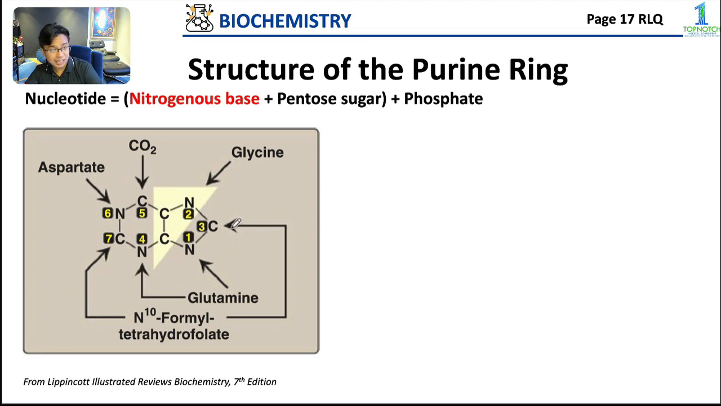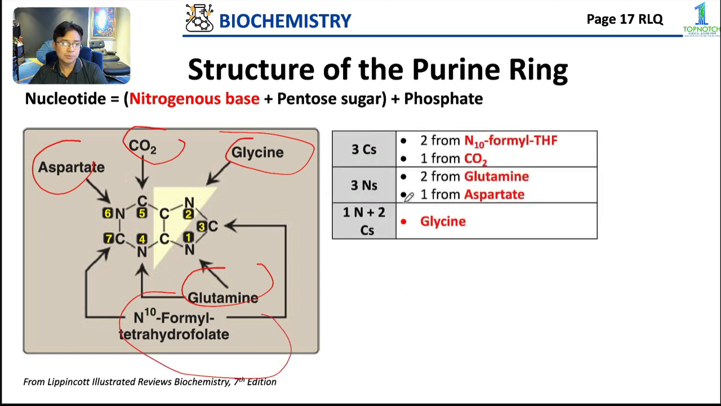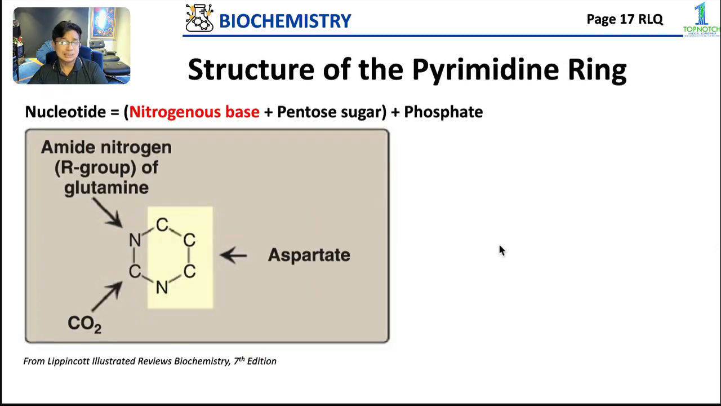The purine ring can be derived from glycine, carbon dioxide, aspartic acid, glutamine, and N10-formyl tetrahydrofolate. So guys, 3 carbons come from the following: 2 from the N-formyl THF, 1 from carbon dioxide. 3 N's come from glutamine and aspartate: 2 from glutamine, 1 from aspartate. Then the rest are from glycine, which is composed of 1 N and 2 C's as a whole structure. In contrast, our pyrimidines are simpler. You only have your aspartate, carbon dioxide, and the amide nitrogen of the R group of the glutamine.